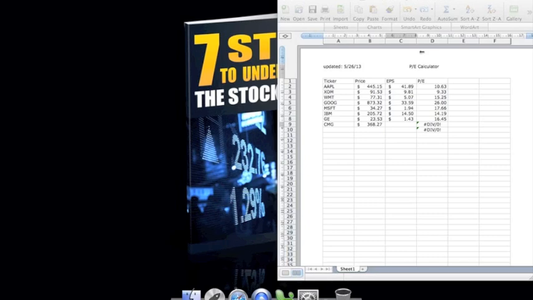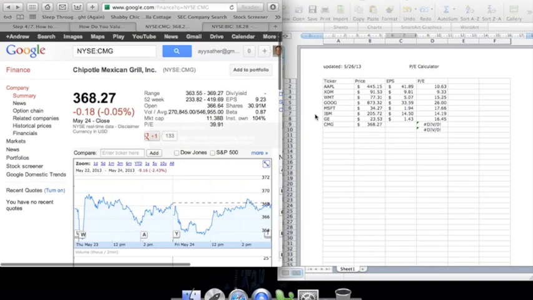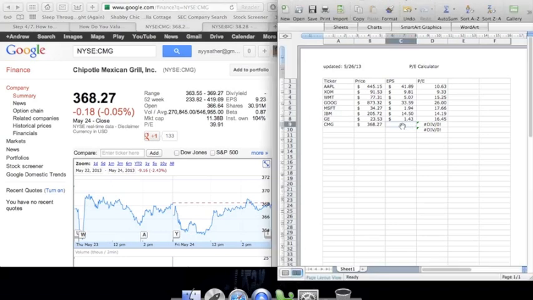So let me just squeeze this here. Okay. You can see the earnings per share last year was $9.23. So as of today, their PE ratio is 39.90. Just from what I said before, anything below 15 is good. So you should be able to tell from that this is a pretty high PE ratio.